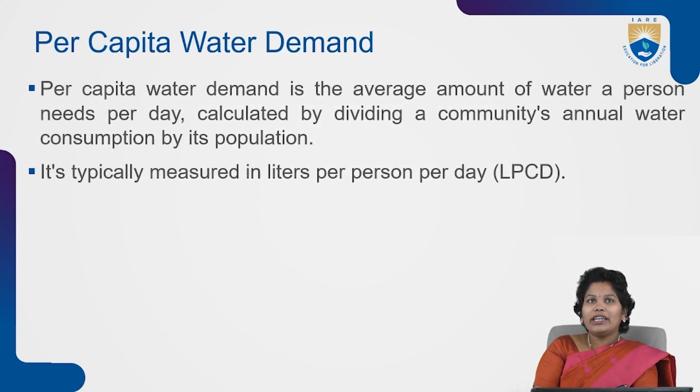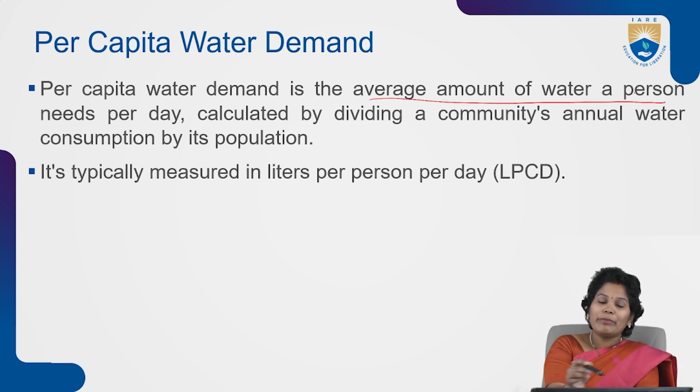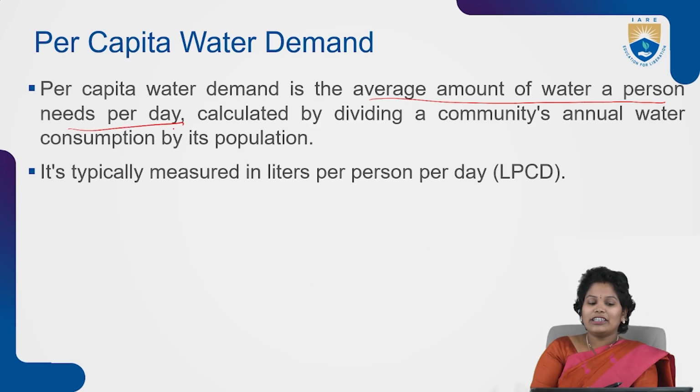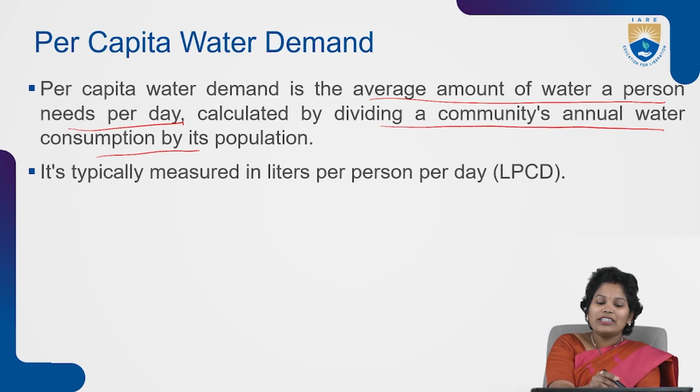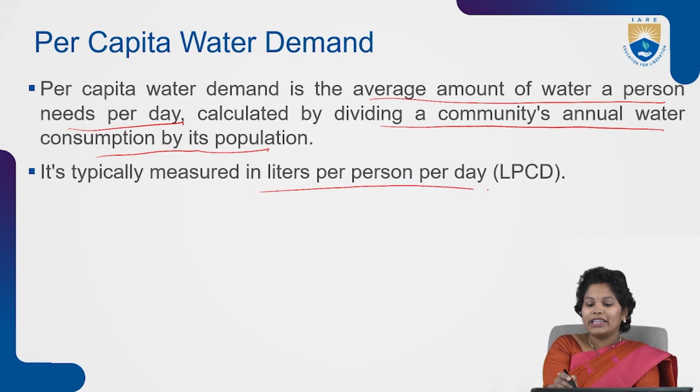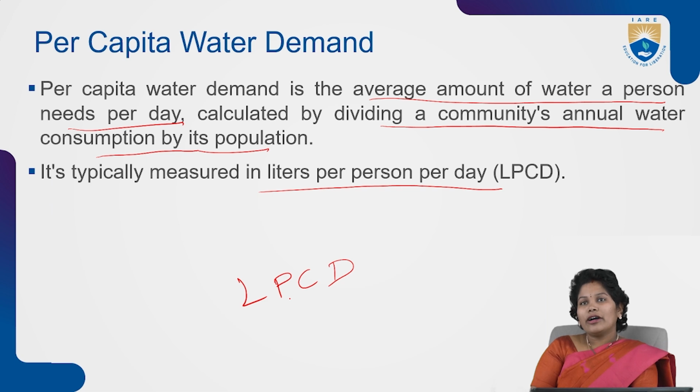Per capita water demand is the average amount of water a person needs per day. This is calculated by dividing a community's annual water consumption by its population, and it is typically measured in liters per person per day, that is LPCD, liters per capita per day.